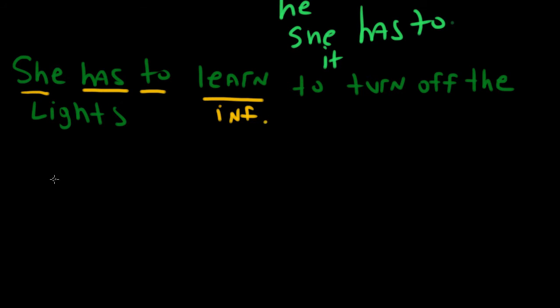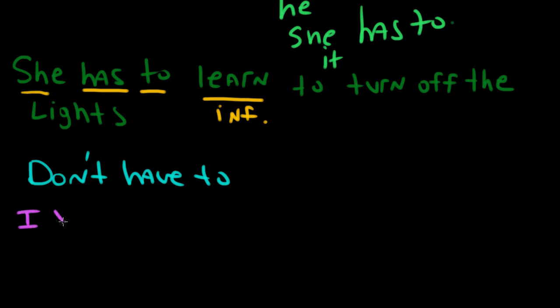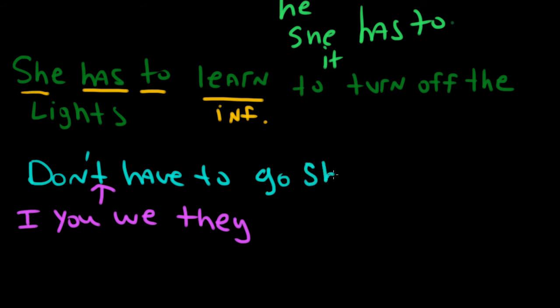If we want to make a negative, we can say do, does, don't, or doesn't. If we want to make a negative, we can say don't have to for I, you, we, or they. Don't have to go shopping.